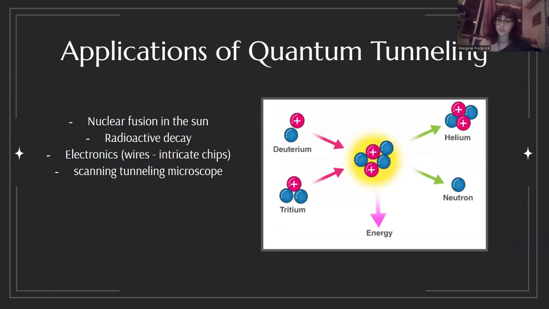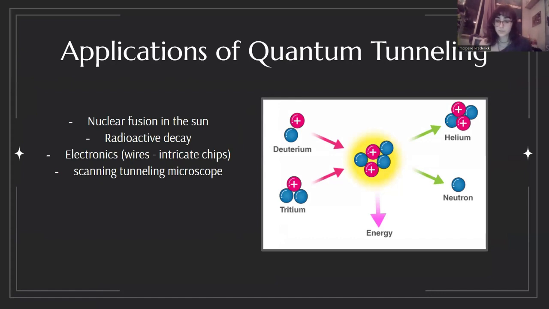So quantum tunneling, while it is complex, is essential to life. It is responsible for nuclear fusion in the sun. Without quantum tunneling, the hydrogen atoms wouldn't be able to overcome the repulsion force and bond together to make helium atoms and therefore create life. We wouldn't have radioactive decay. We wouldn't have a lot of the nanotechnologies that we have today. So we have to consider quantum tunneling when we're making anything from wires to intricate chips in our computers.